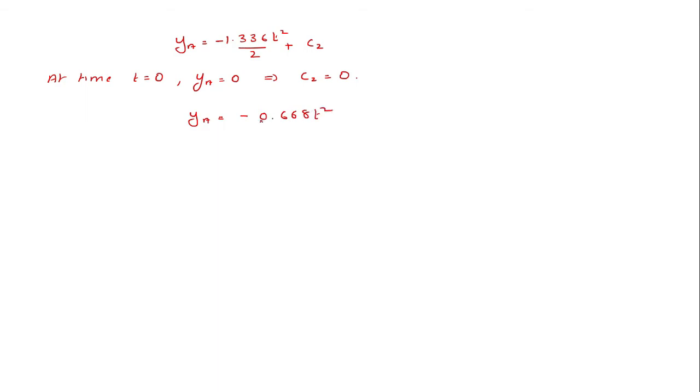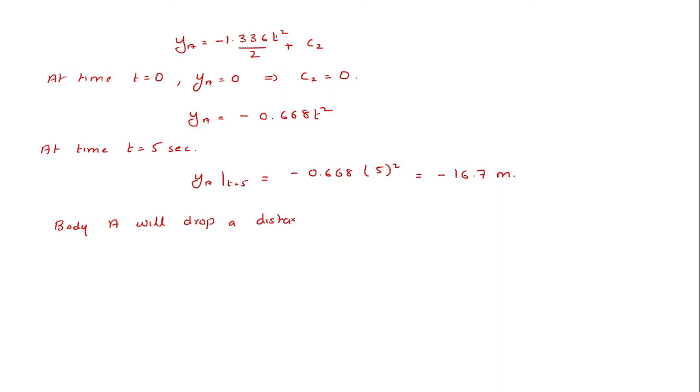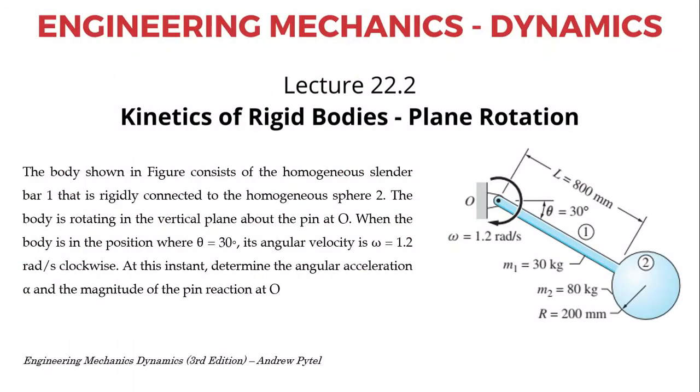0.668 T square. So at time T equals 5 seconds, YA will be equal to minus 0.668 into 5 square, which would give me minus 16.7 meters. So as such, this indicates that the body A will drop a distance of 16.7 meters after 5 seconds. So this is what is asked in the question. Now moving on to the next question.